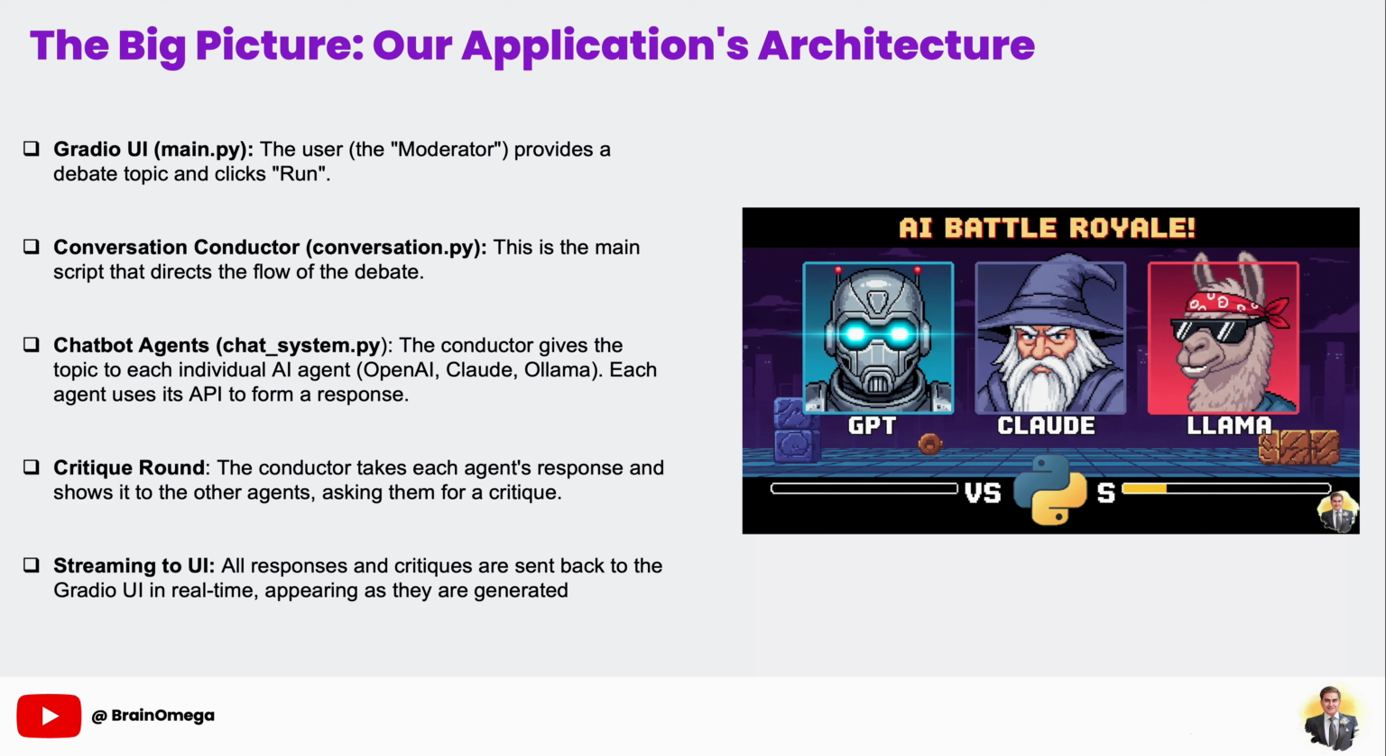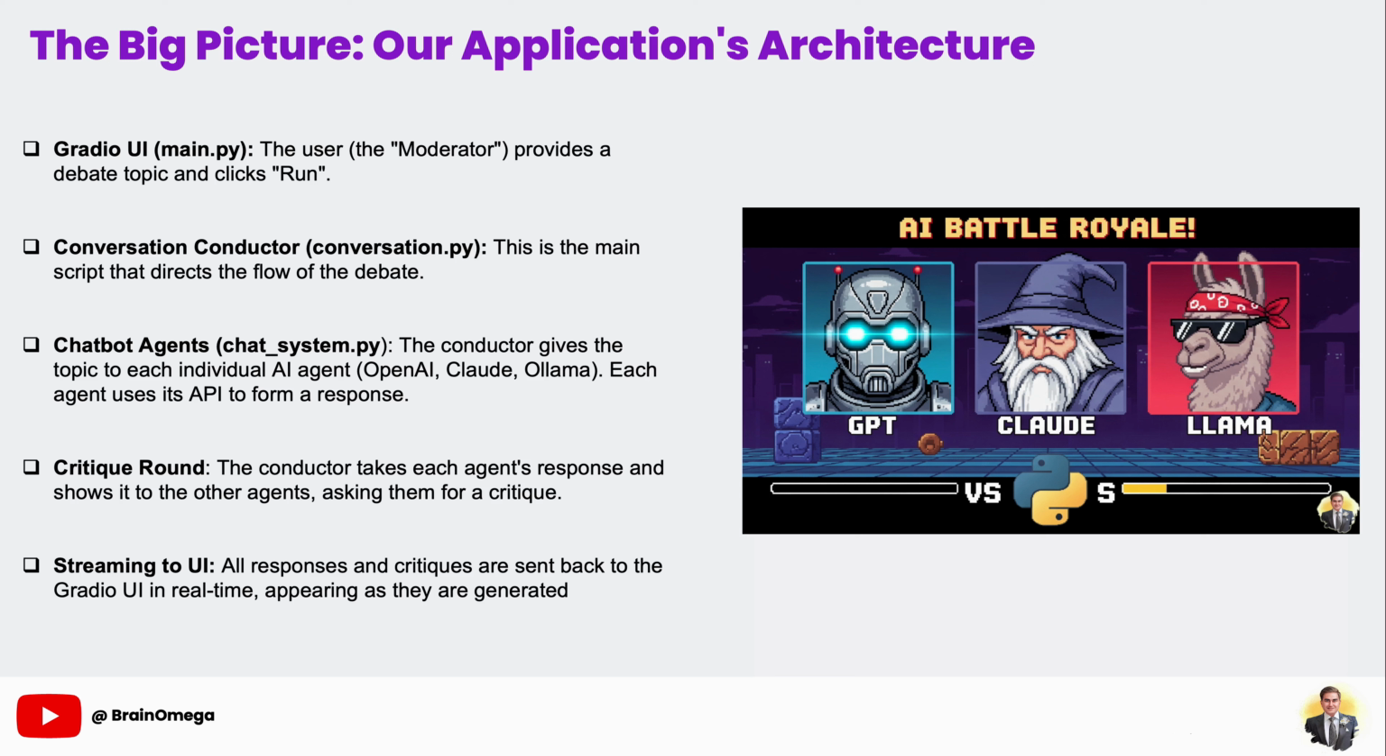The conductor first sends the initial topic to each of our chatbot agents. Each agent is an instance of our chat system class, which is a universal wrapper we'll build to handle communication with the different APIs. Each agent forms its opening statement. Then comes the most interesting part, the critique round. The conductor takes the response from, say, the OpenAI agent and shows it to the Claude and Ollama agents, asking them, "What do you think of this?" It does this for every agent's response.